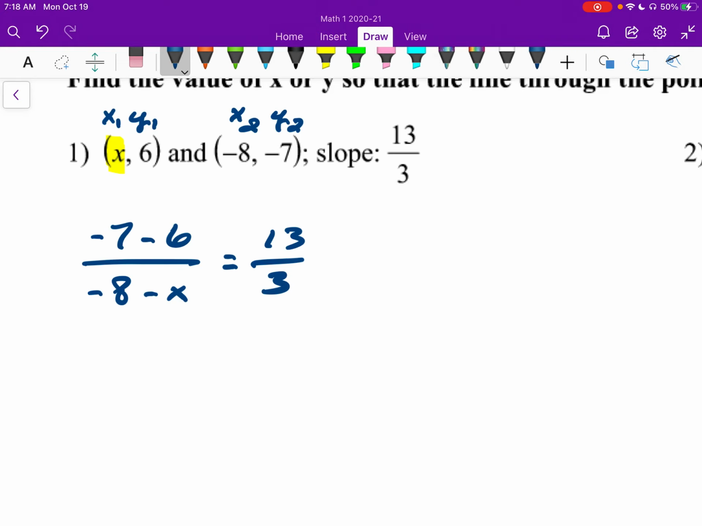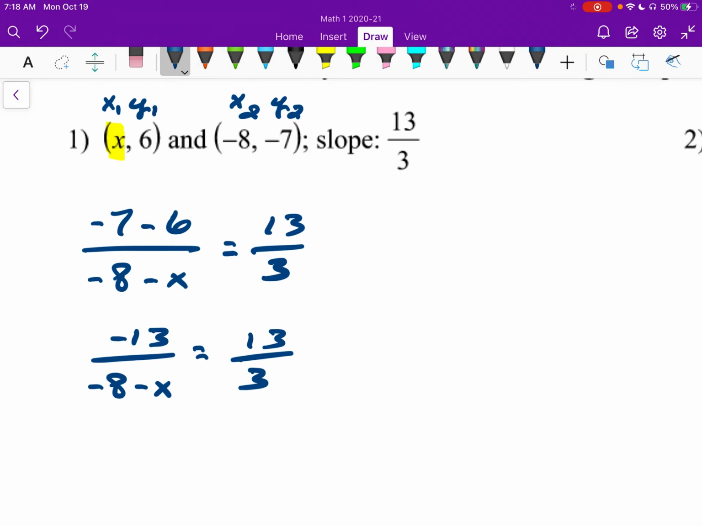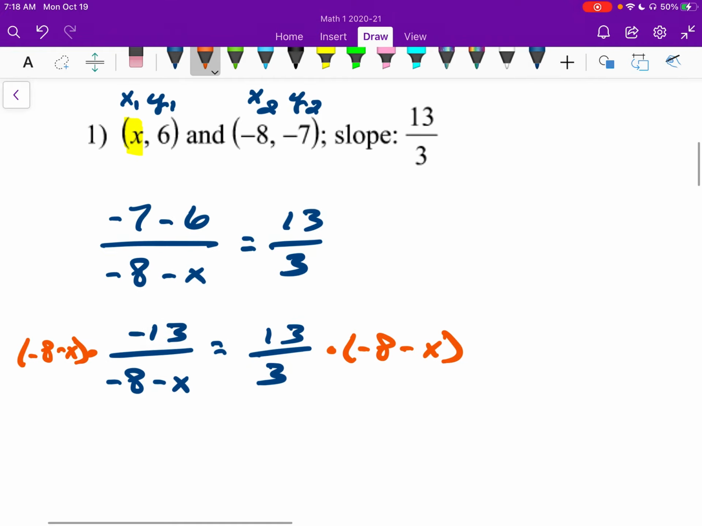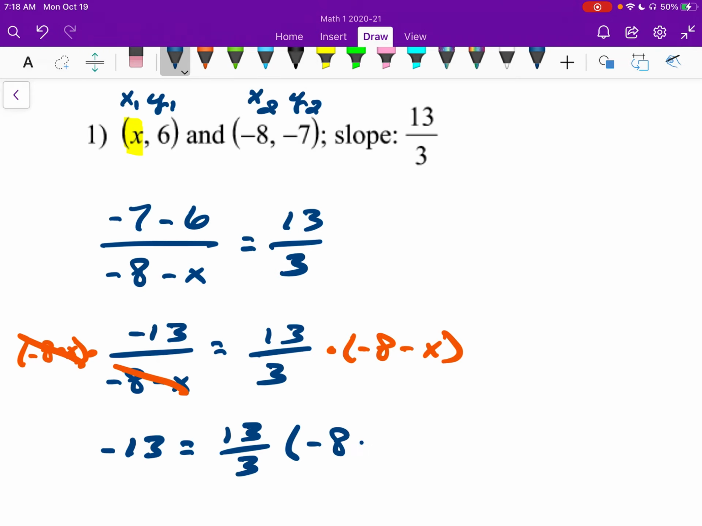Now I'm going to start off by just making this a little bit prettier. I'm going to put my 7 and my 6 together. That gives us a negative 13. So there we are. And now our variable is trapped in the denominator. So what I want to do is get it out of the denominator. I'm going to multiply both sides by negative 8 minus x. On the left, these guys cancel, and I'm left with negative 13 equals 13 over 3 times negative 8 minus x.